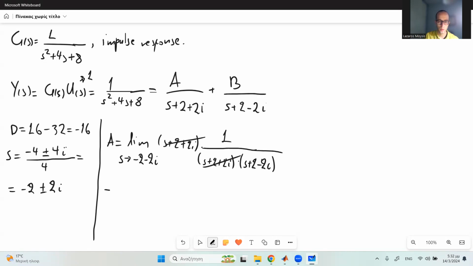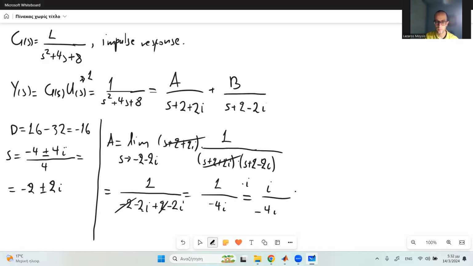This is equal to this. We have 1 over minus 2 times I plus 2 minus 2 times I. This gets cancelled out, and we have 1 over minus 4i. And of course, I'm not going to leave this as it is. I'm going to multiply this fraction. So this is going to give us i over 4. Nice. Very nice. And this is pretty much what we need.